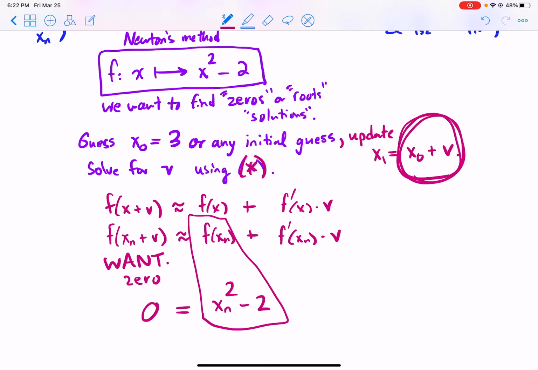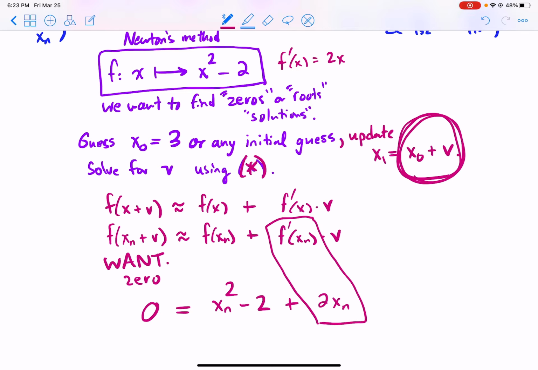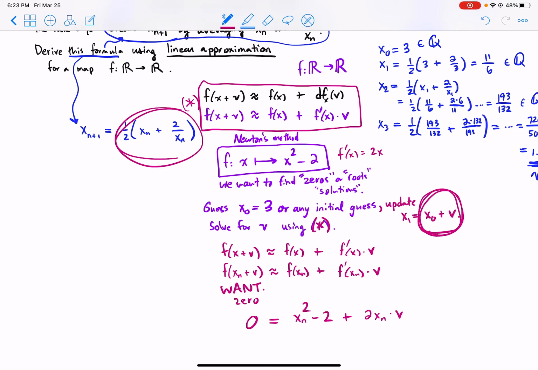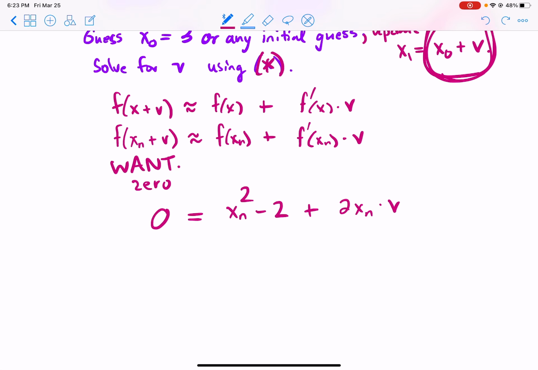Do you see what I did? Plus the derivative of f, well that's 2x. So I'll even write that, f prime of x equals 2x. So I'll just put a 2xn times v. Okay, and that's it. Now we just solve for v, and we're going to get this formula right here, eventually. Okay, so let's solve for v.